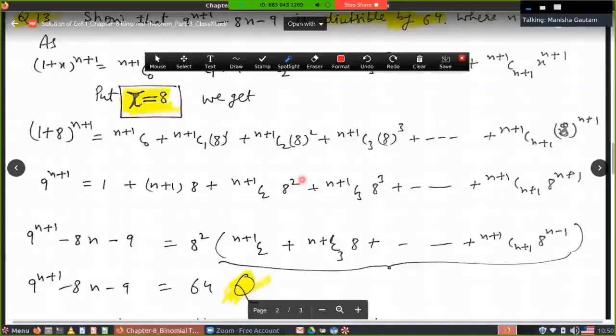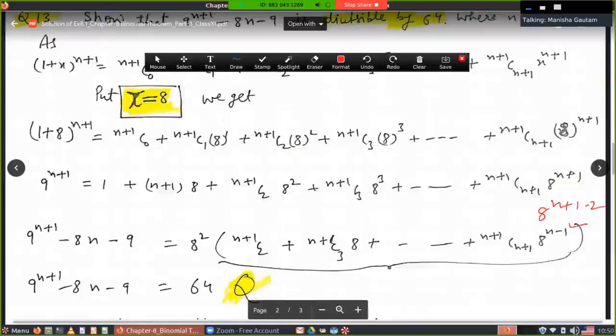Take 8 square common from the third term to the last term. What are you getting? n plus 1 C2 plus n plus 1 C3, 8, because 8 cube becomes 8 when you take 8 square common, and so on up to the last term, 8 to the power n plus 1 minus 2. Because you are taking power 2 common, when you take common 8 to the power n plus 1 minus 2, what does it become? 8 to the power n minus 1.